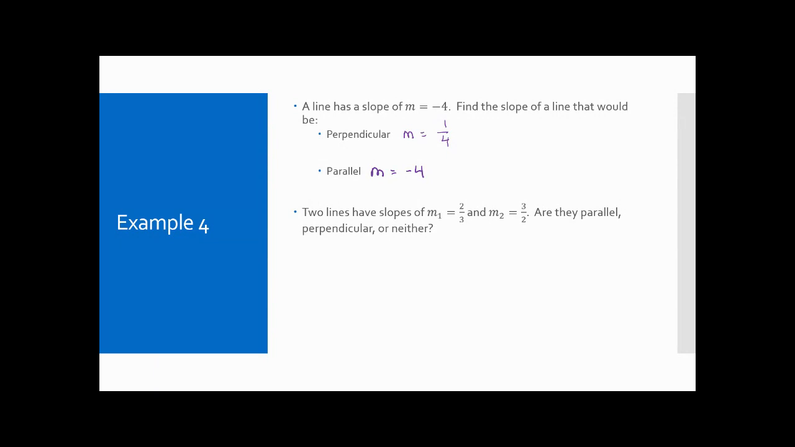Now, two lines have slopes of 2/3 and 3/2. Are they parallel, perpendicular, or neither? So we can first check if they're parallel. If they're parallel, their slopes would be equal. So m1 would be equal to m2. So m1 is 2/3 and m2 is 3/2. These are not equal. Let me actually do that in a different color. They're not equal, so that means they are not parallel because they are not the same slope.